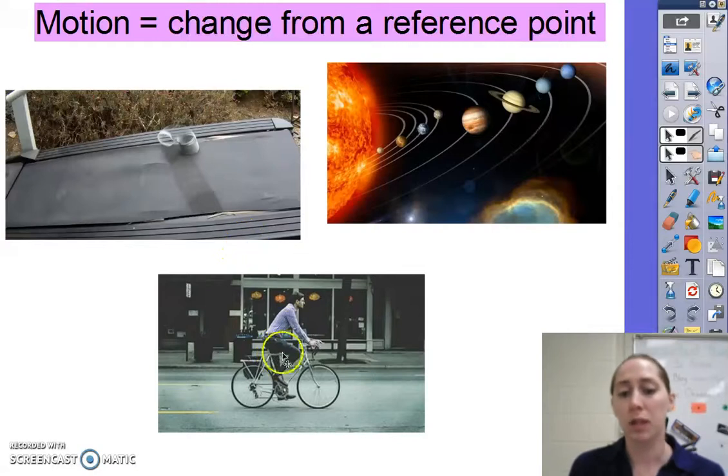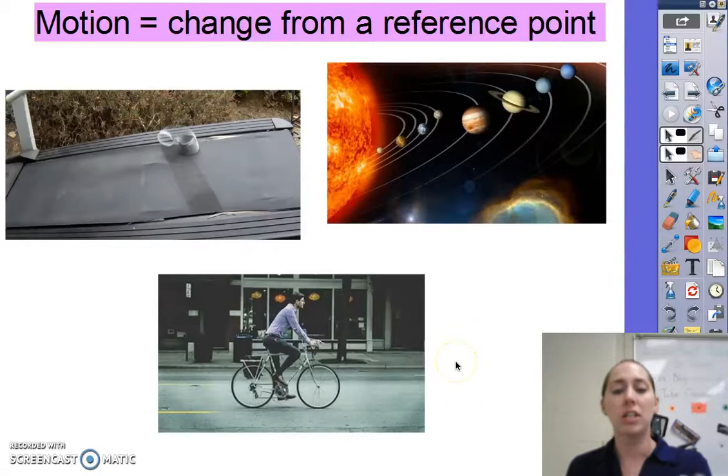Down in this picture, we've got this gentleman on the bike. Relative to his bike, he's not moving because he and the bike are traveling in the same direction. They've got the same position between them. But relative to someone on the street, he is moving because he's changing his distance between them.